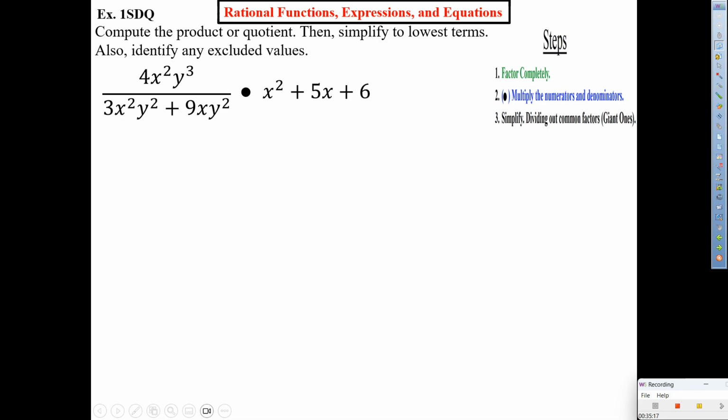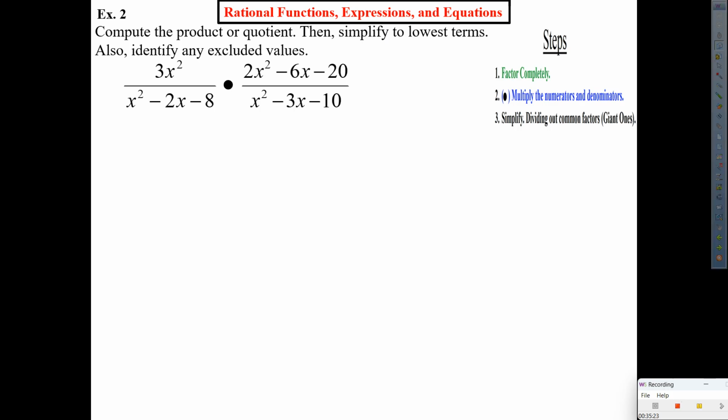Example 2. 3x squared over x squared minus 2x minus 8 times 2x squared minus 6x minus 20 over x squared minus 3x minus 10. Ooh, fire. Let me send that to your screen. There it is. And I'm going to send you the screen so that when you're done, you can send that in. I'll give you a head start.